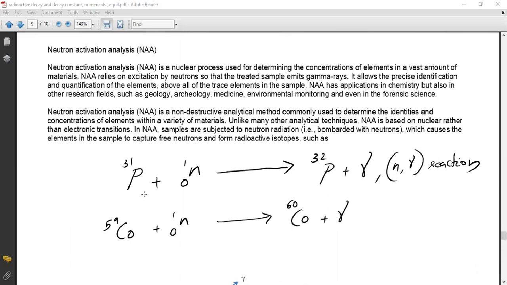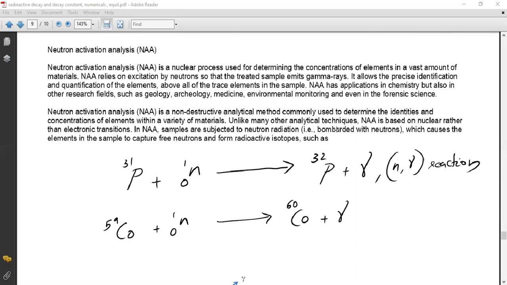This is based on the neutron gamma reaction. It allows precise identification and quantification of the elements, above all the trace elements in the sample. It has applications in chemistry, but also in other research areas: geology, archaeology, medicine, environmental monitoring. In forensic sciences, we can use neutron activation analysis to find the concentration of elements in a particular material. It is a non-destructive analytical method commonly used to identify the concentration of elements.